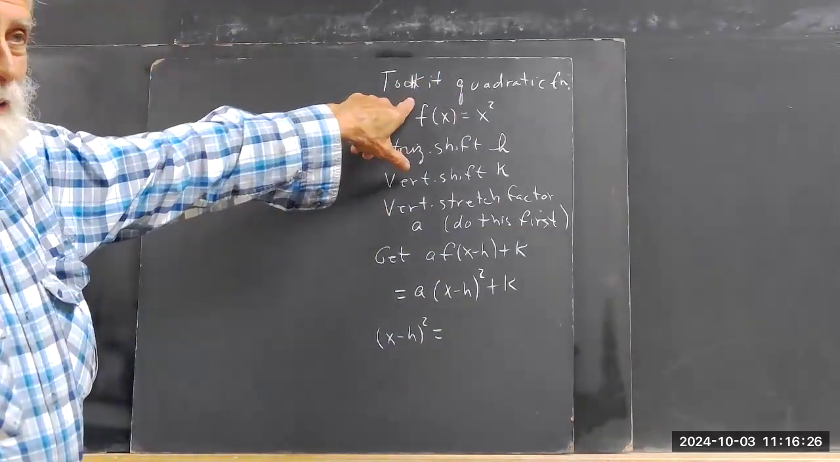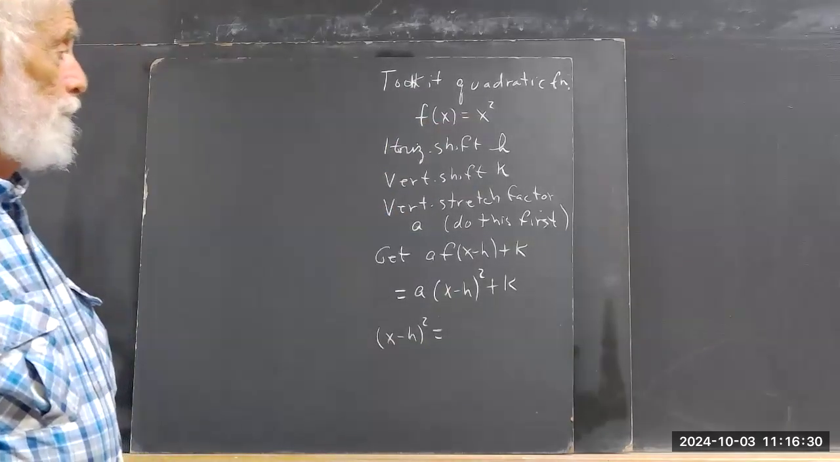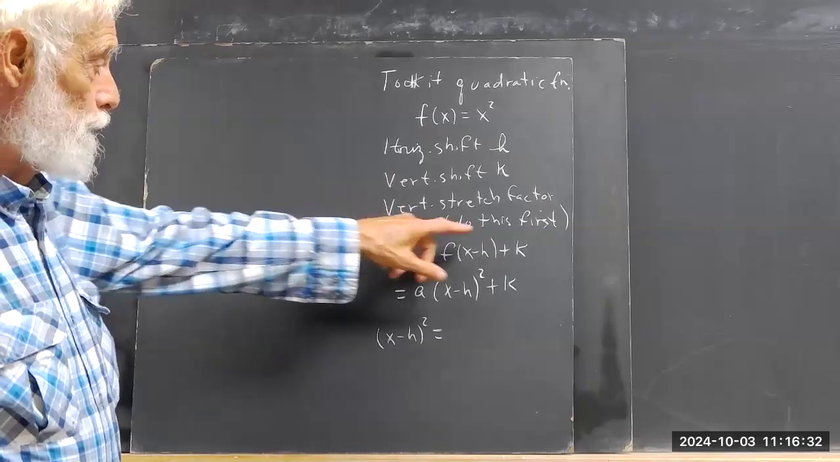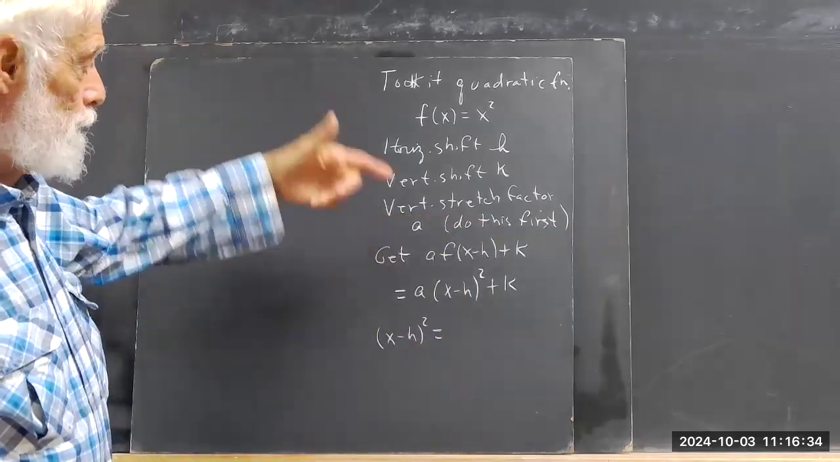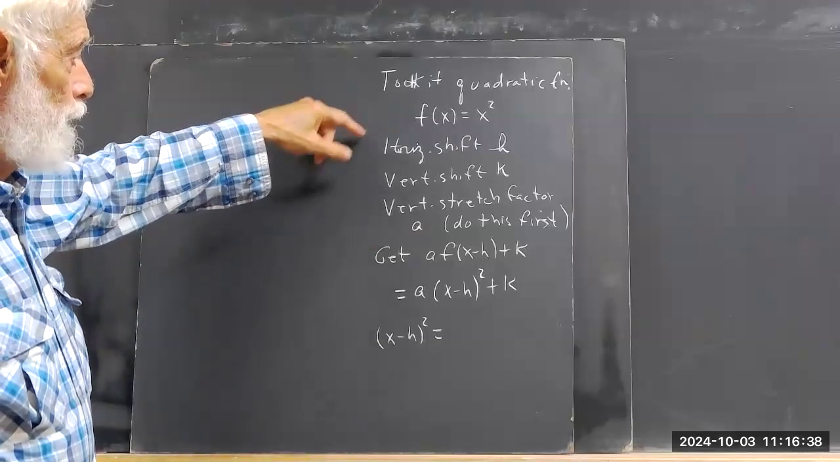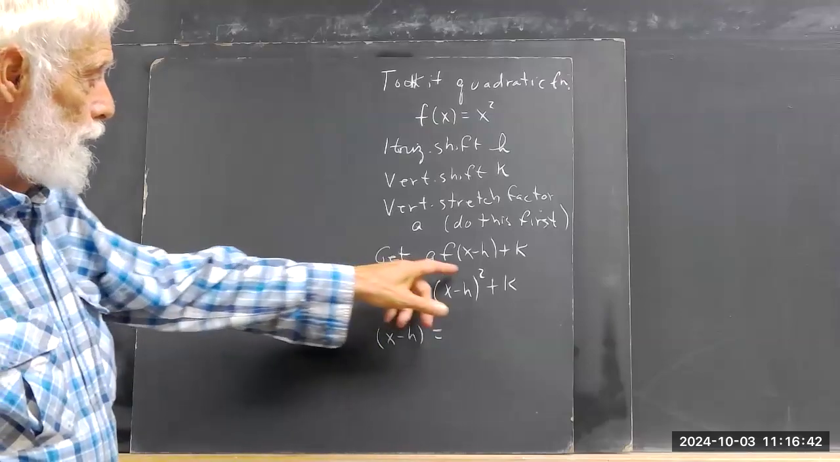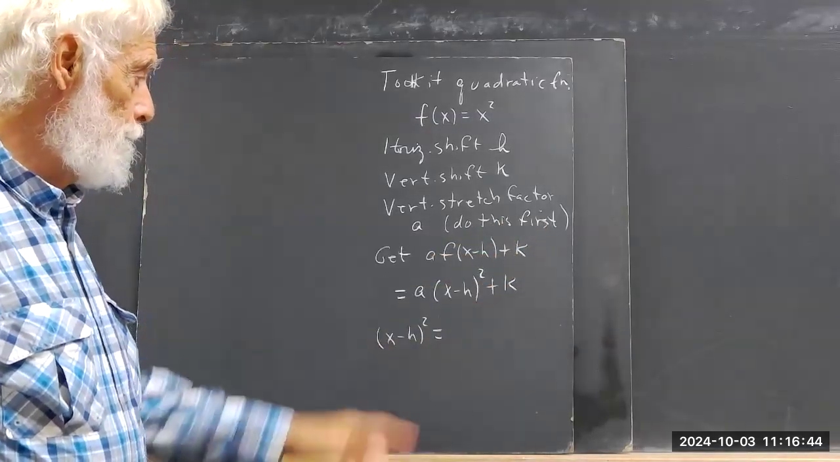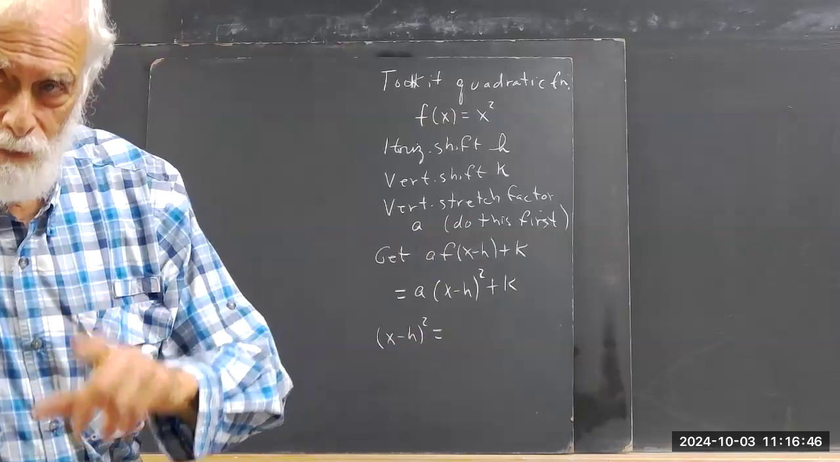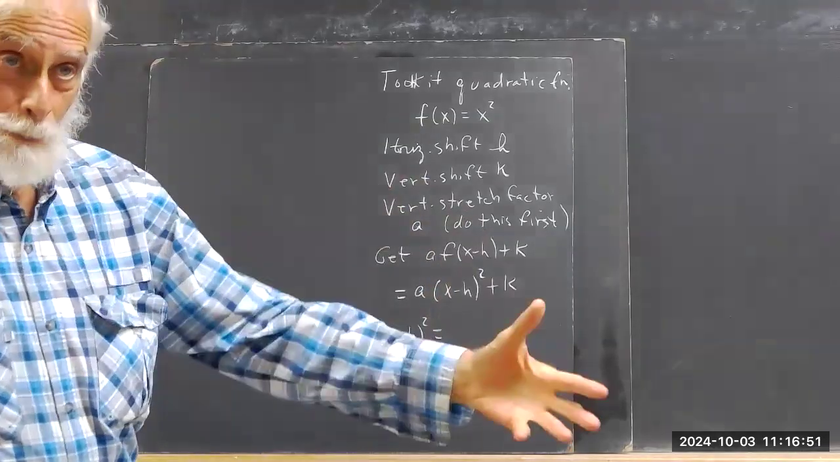Okay, toolkit, quadratic function. f of x equals x squared. You do the vertex stretch by factor a first, because you have to do multiplication before additions and subtractions. And then a horizontal shift and vertical shift in either order. You get a f of x minus h plus k. And if you don't understand that, go back and review chapter 1 because you really need that picture.